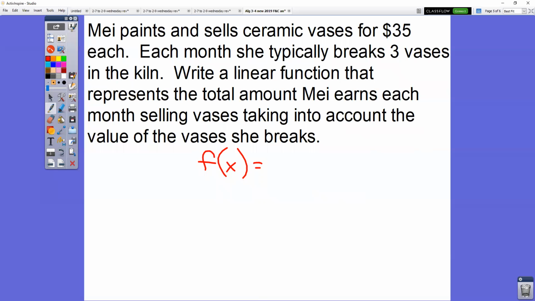Now, normally, if we were just going to figure out how much she earned by selling vases, we would just do 35 times x, so 35 times the number of vases. Well, because she's breaking 3 vases each month, we need to take away 3 from that x. So this is really going to be 35 times x minus 3. When we go to distribute, to simplify it, we would have 35x minus 105 when we distribute.